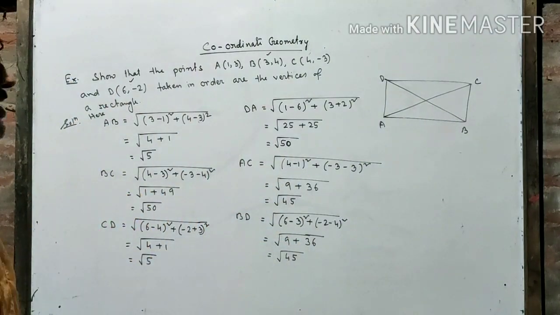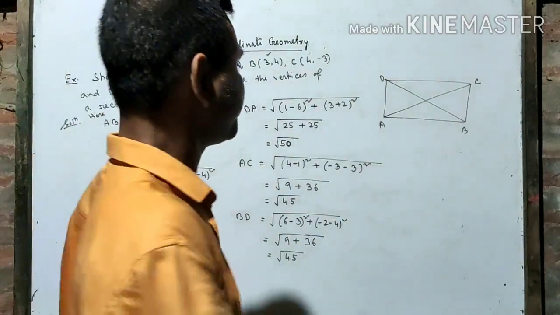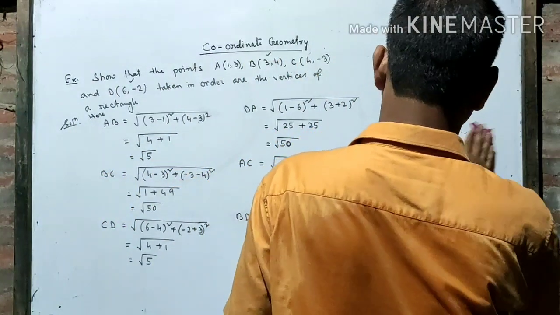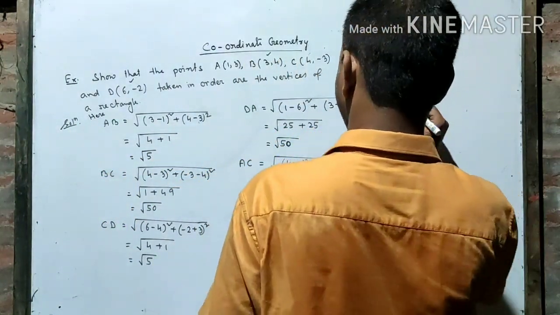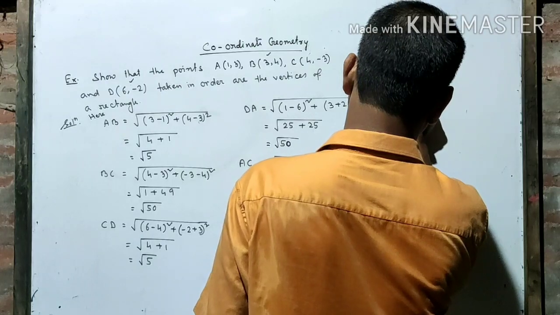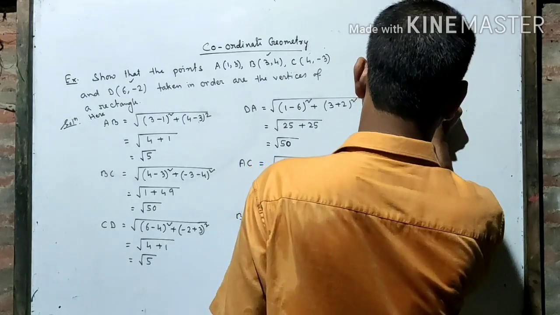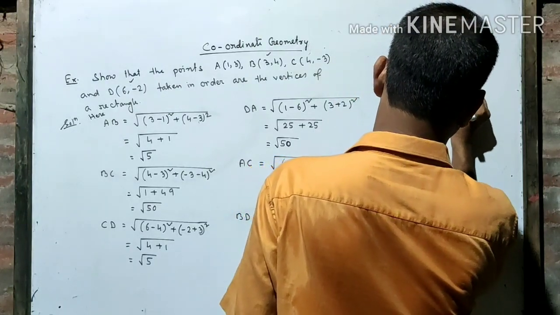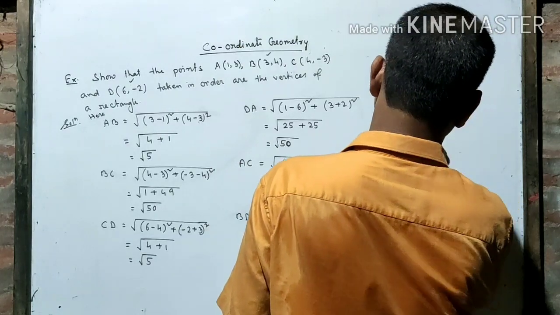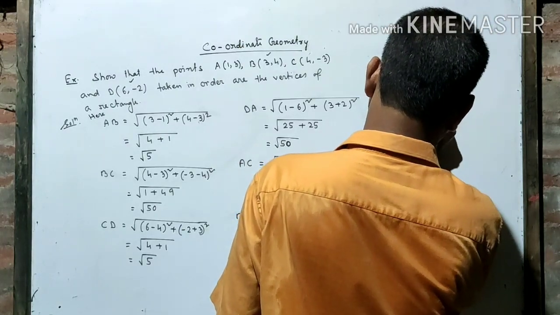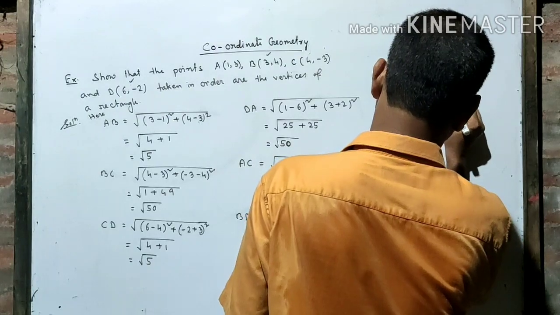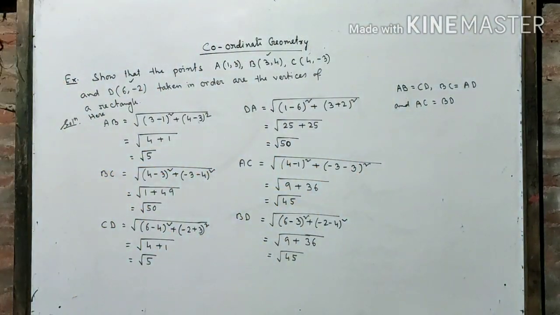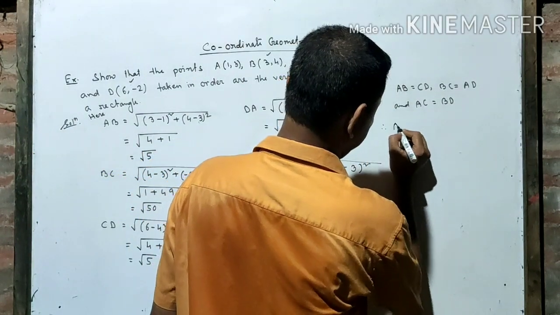So thus we see that, what do we see? We see that AB is equal to CD, BC is equal to AD and AC is equal to BD. That means opposite sides are equal and the diagonals are equal. Therefore, ABCD is a rectangle.